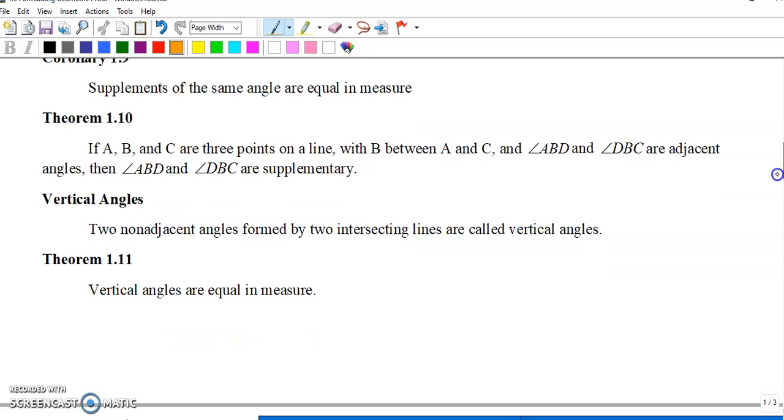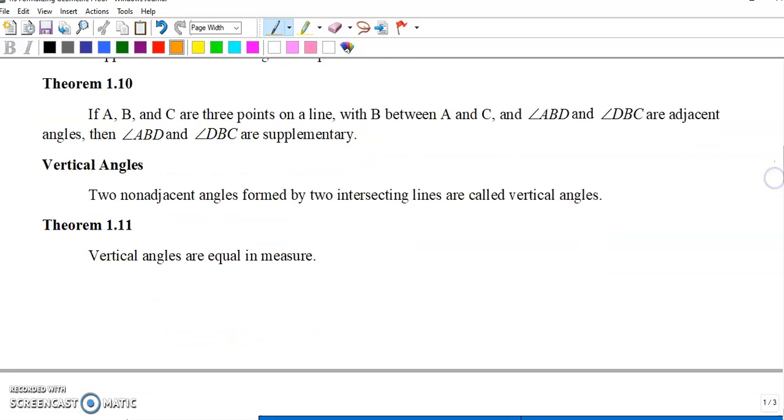Same thing with supplements. If A, B, and C are 3 points on a line, with B between A and C, and they really don't even have to say all that. Between tells me they're on a line. Okay, but they can say that. And B is between.